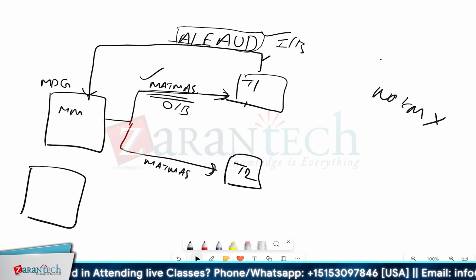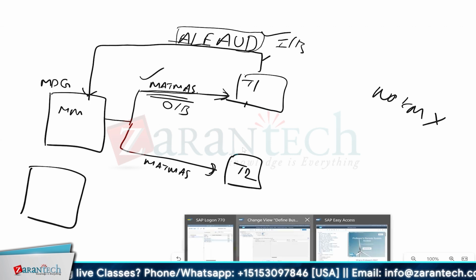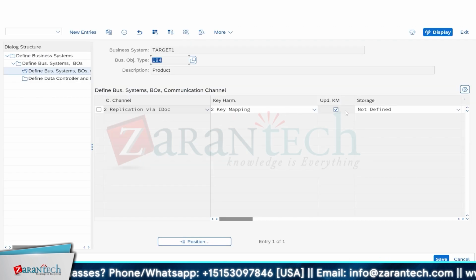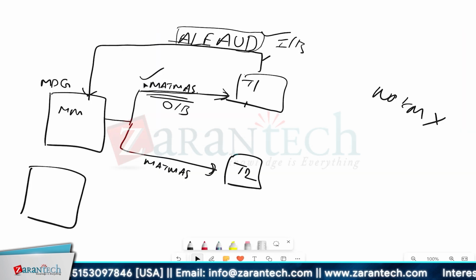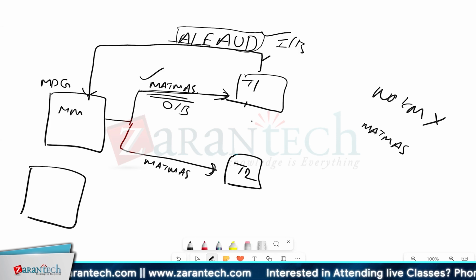Whenever you are working in a key mapping environment, just enabling this key mapping and update key mapping doesn't help you. From the MDG side, this is fine. But at the same time, you also need to set up an acknowledgement back to the MDG. These are the different IDOC types. MATMAS is for material master, which is an out-of-the-box message type.